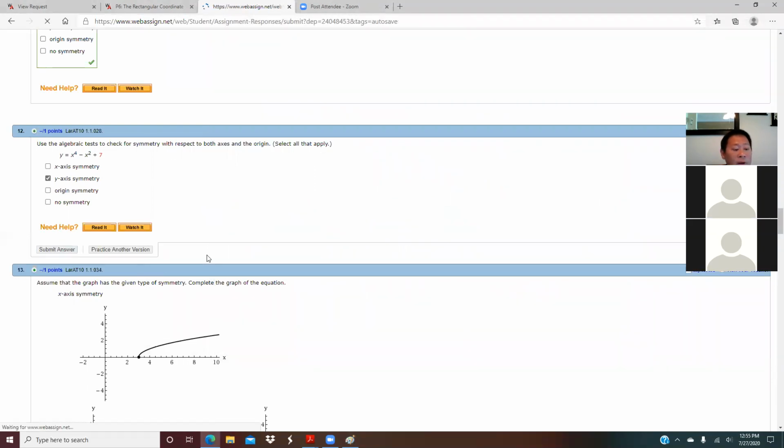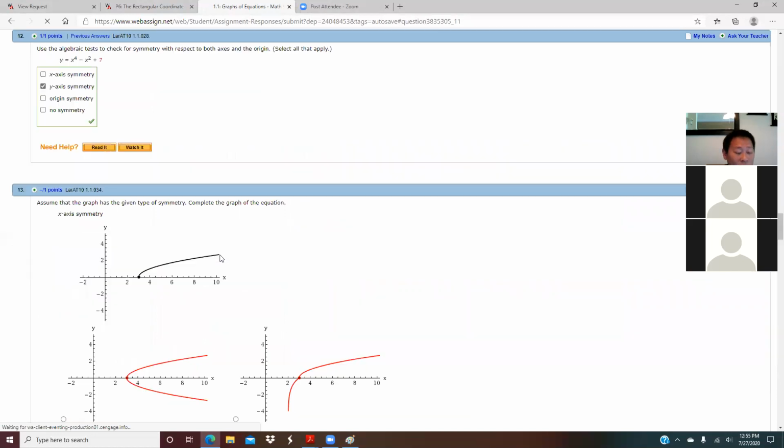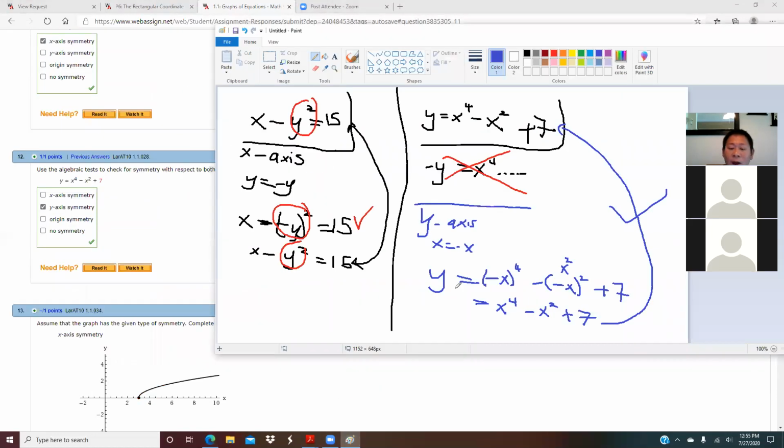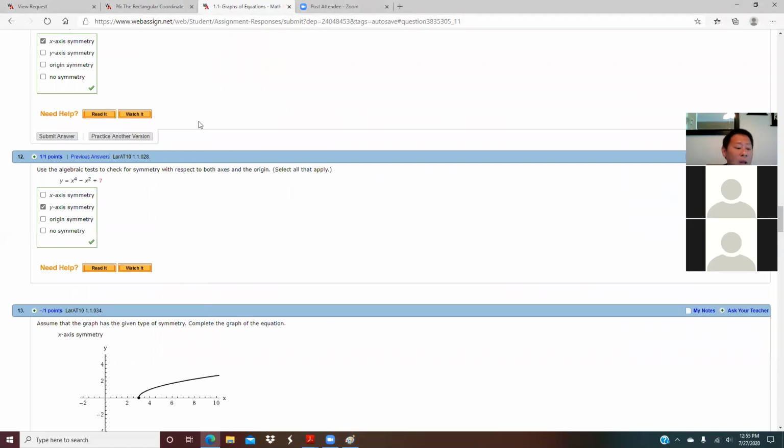So this is how we figure out x-axis, y-axis, and so on. It's a very straightforward type. So again, for x-axis, you put y become negative y. For y-axis, x become negative x. For origin, you put both x become negative x and y become negative y, both of them. And they have to come back exactly to the original question, then it is symmetry with origin. Okay, that's how we figure it out.